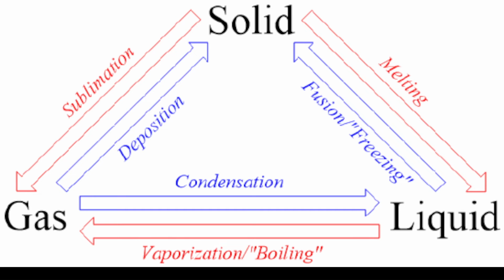So let's take a look at phase changes. So we have melting. It goes from solid to a liquid, and that absorbs heat. And then we have freezing, that goes from a liquid to a solid, that releases heat. And then we have sublimation, that goes from solid to vapor, or gas, you could say, that absorbs heat. And then we have deposition, that goes from a vapor or gas to a solid, and that releases heat.